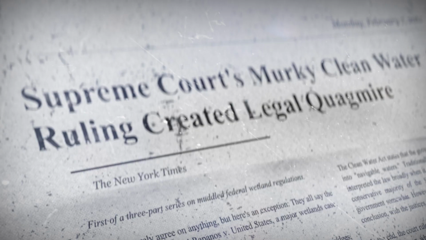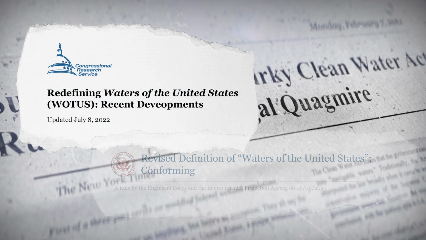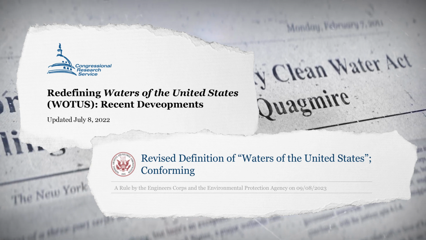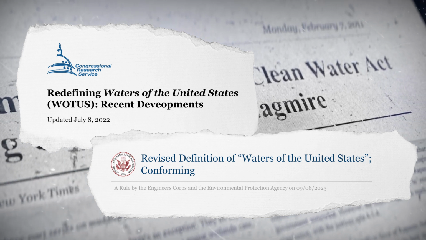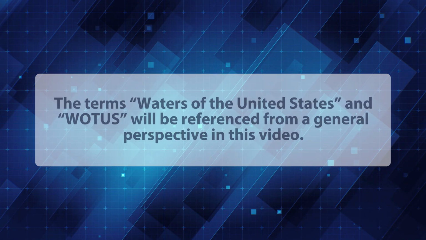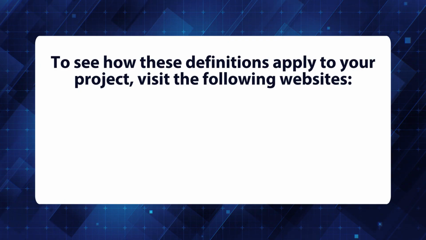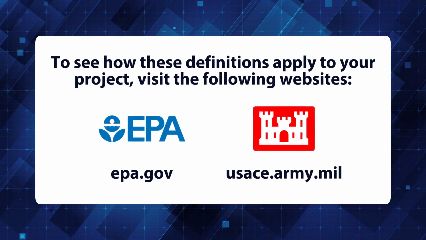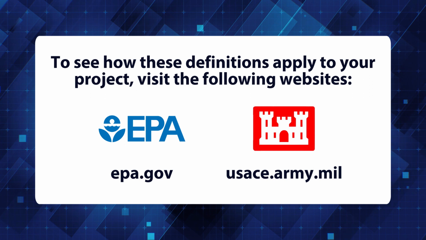The federal regulatory definitions of jurisdictional waters, or waters of the United States, WOTUS, have been dynamic over the past few years, so those terms will be referenced from a general perspective within this video. To confirm the federal regulatory definition of WOTUS, visit the EPA and Army Corps of Engineers websites.